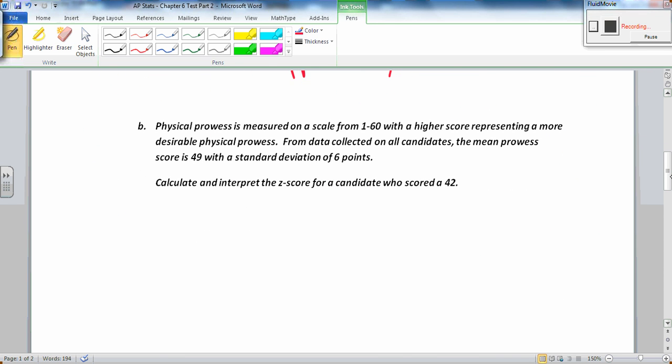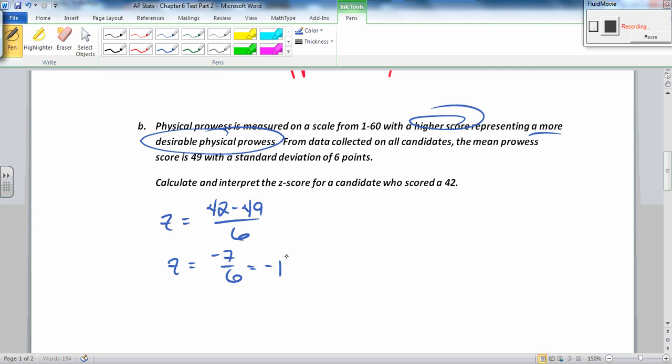Now for part 2, we're talking about physical prowess. It's measured on a scale from 1 to 60, where in this case a higher score represents a more desirable prowess. From the data collected on all candidates, the mean prowess score is 49, with a standard deviation of 6 points. Calculate and interpret the z-score for a candidate who scored 42. So calculate the z-score. We have 42 minus 49 divided by the standard deviation of 6. So we have a z-score of negative 7/6, or negative 1 1/6.